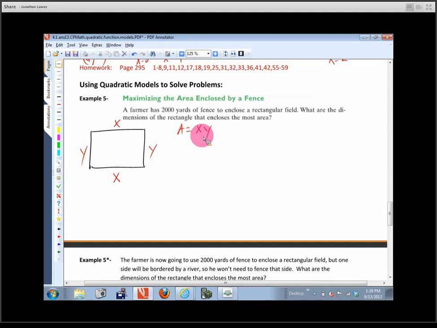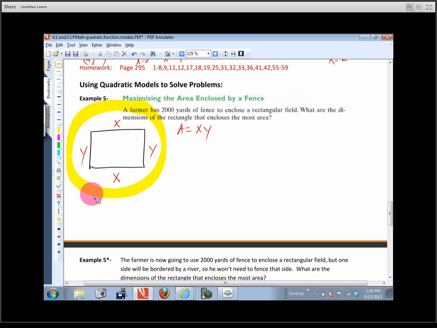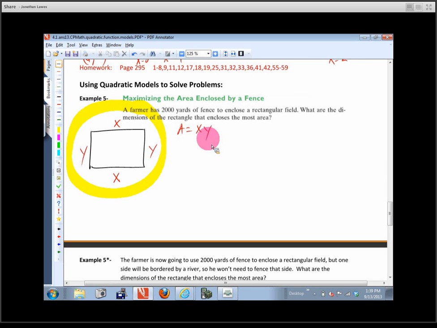Well, there's a piece of information in the problem that we haven't used yet. The 2,000 yards. So ignore this area thing over here. Let's just focus on this picture right here, and let's think about what we know. We know that the fencing can only add up to 2,000 yards. So I've got 2,000 yards of fencing, and I'm going to use it around here, here, here, and here. So if I haven't used that piece of information, I could probably use it now to get rid of the y. So any ideas?